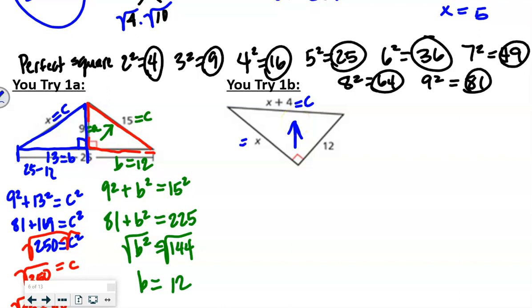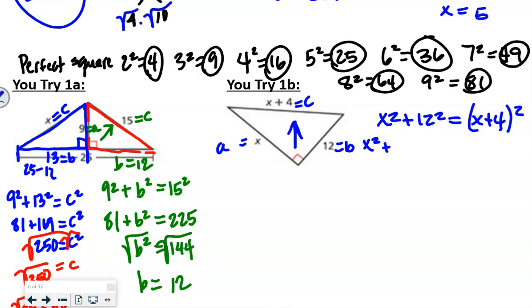So we're going to make this one our A and this one our B. So here we go again. We're going to do our x squared plus 12 squared is equal to x plus 4 squared. So once again, I would use the box over there. So let's go ahead and simplify this.